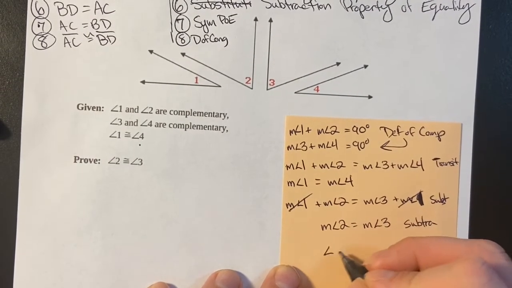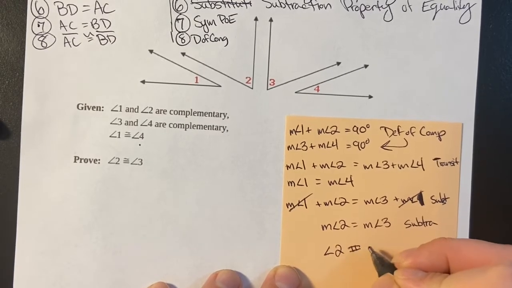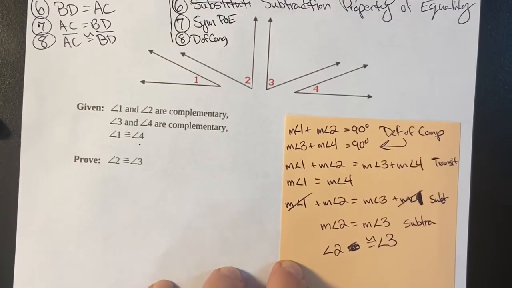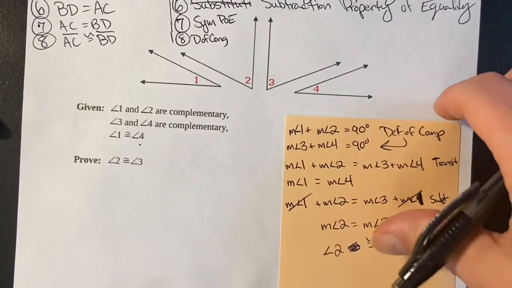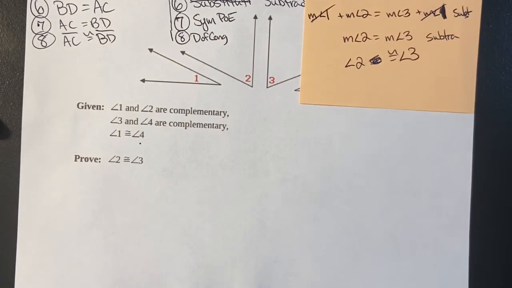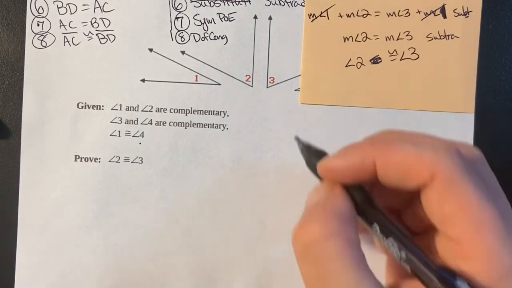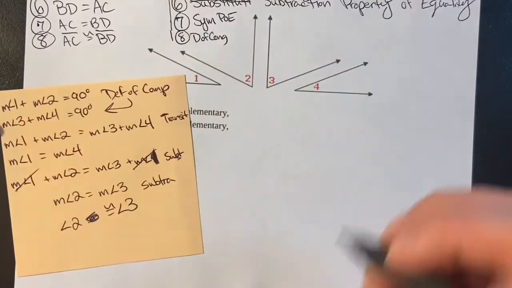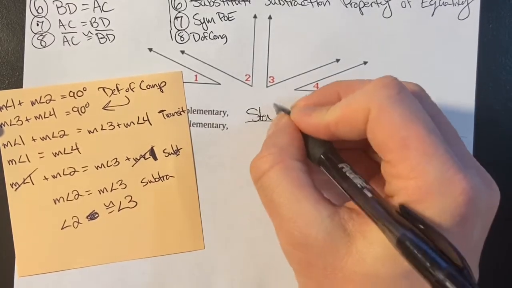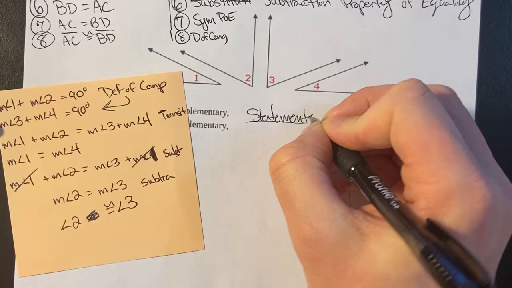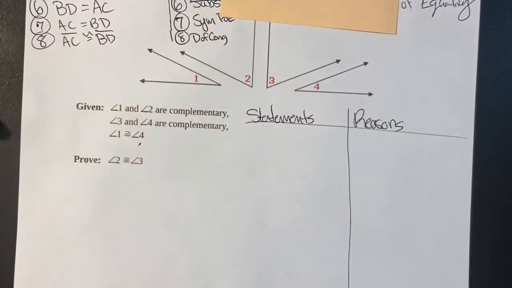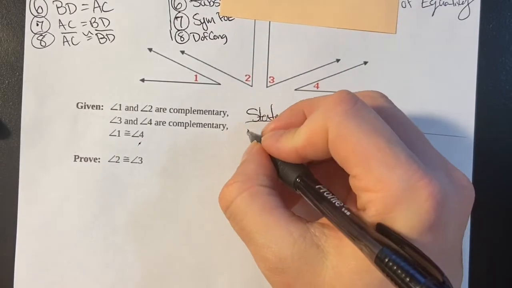And then I can say this. Very eerily similar to the last one. I'm probably going to need a whole lot more space than I gave myself. So let's put it all over here and write small. Statements, reasons. All right, let's get all my givens out of the way.